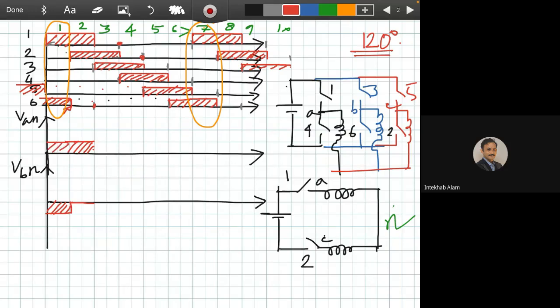Okay, so in mode 3, which switches will remain on? 2 and 3. 2 and 3. So what will be the voltage of VAN? 0. Good. There is no VN voltage output. And 2 and 3. So what will be the value of VBN?